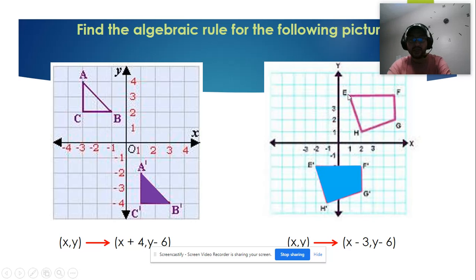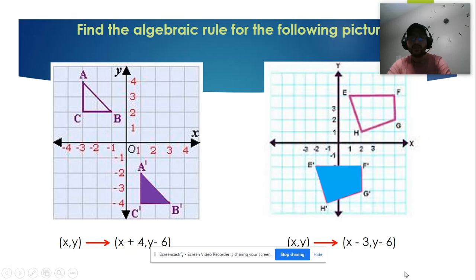So we compare the E coordinate with the E prime coordinate, and it will be 3 units to the left, which means subtract 3 from the x, and 6 units down, which means we subtract 6 from the y. So we compare all the coordinates, F with F prime, H with H prime, G with G prime. We can see that we're going to subtract 3 from the x and subtract 6 from the y.